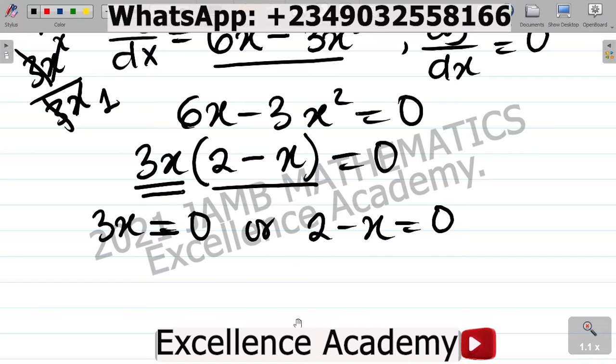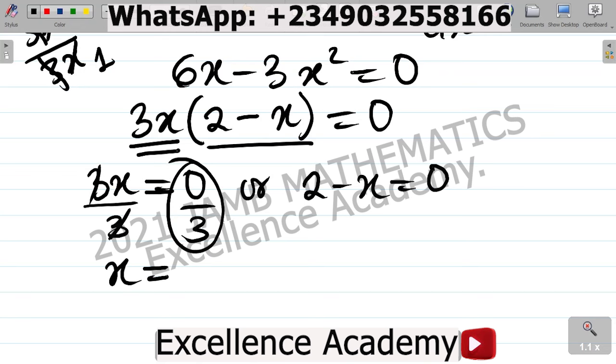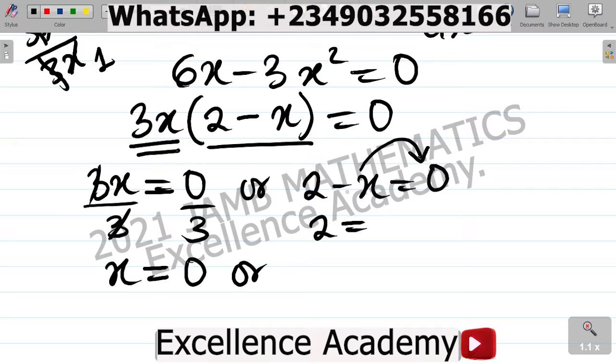From here, to get the value of x, all we have to do is divide here by 3, divide here by 3. This cancels this. x is equal to 0 divided by 3 gives you 0. Or for this, all I have to do is just move x over here. That becomes 2 is equal to minus x moves over, it becomes plus x. So x is equal to 2, right? So my two values are x equal to 0 or x equal to 2.